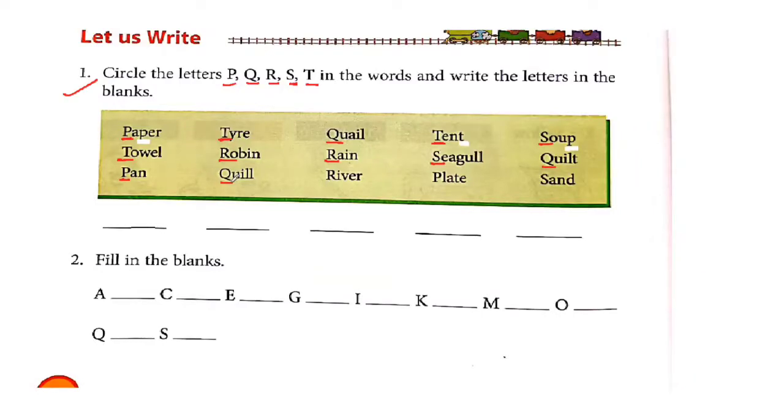Q-U-I-L-L, quill. R-I-V-E-R, river. P-L-A-T-E, plate. So letter P. And S-A-N-D, sand. So letter S. Now we have underlined the letters P, Q, R, S, T. So write down the letters in the blank. P, Q, R, S and T.